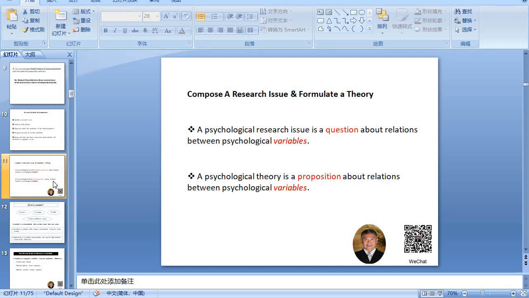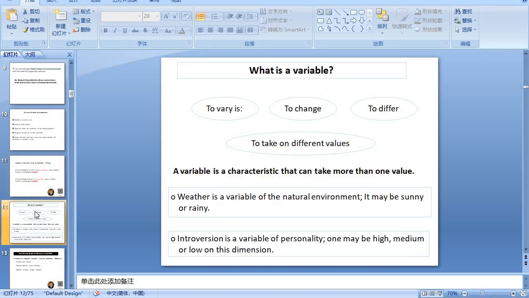And a psychological theory is a statement or proposition about relations between psychological variables. Now let's look at what variables are. What is a variable? To vary is, can you replace the word vary with another word? To vary is to change. To vary is to differ. To vary is to take on different values. A variable is a characteristic that can take on more than one value.